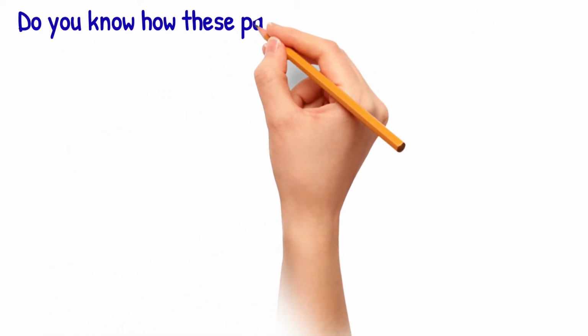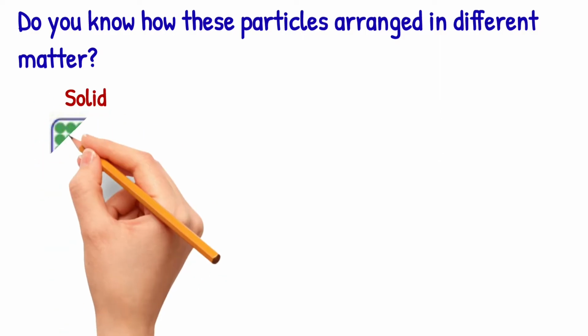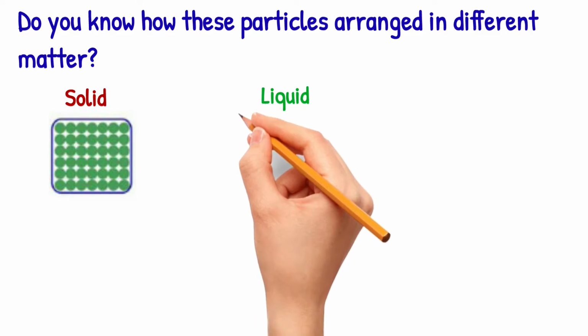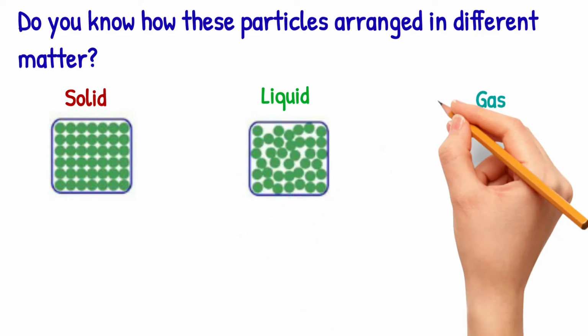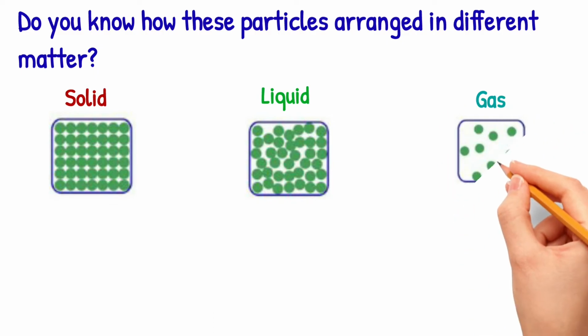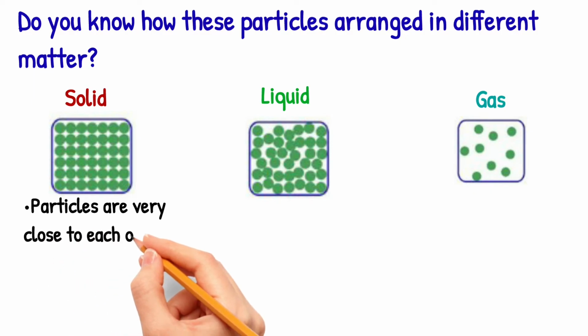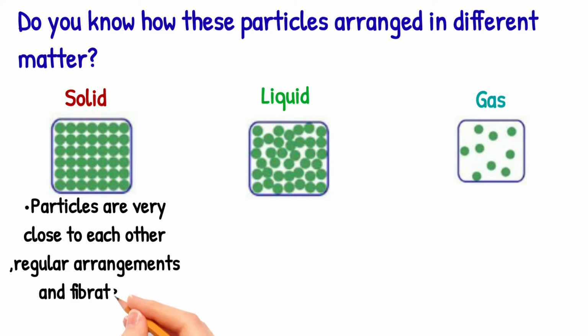So do you know how these particles are arranged in matter? So there are three types of matter, right? So solid, liquid, and gas. Now we see the particle arrangements in solid. So the particles are very close to each other and they have a regular arrangement and vibrate in a fixed position.